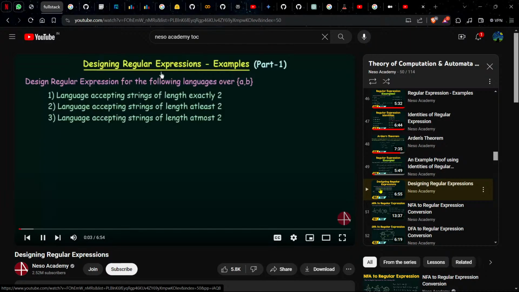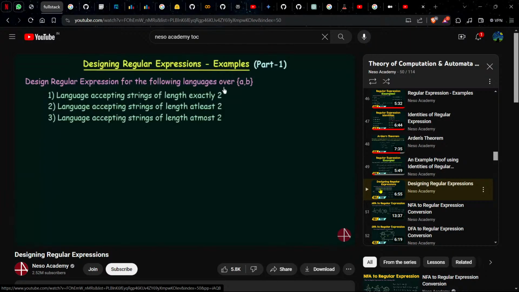In this lecture, we will be seeing some examples of designing regular expressions. So we have a question given here that is to design a regular expression for the following languages over AB. So here our sigma or our inputs are AB. So we'll be designing the language over AB. And then the first one is a language accepting strings of length exactly 2. And the second one is a language accepting strings of length at least 2. And the third one is a language accepting strings of length at most 2.